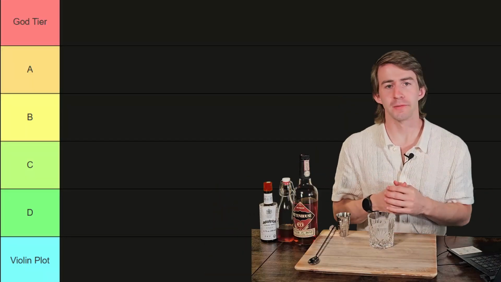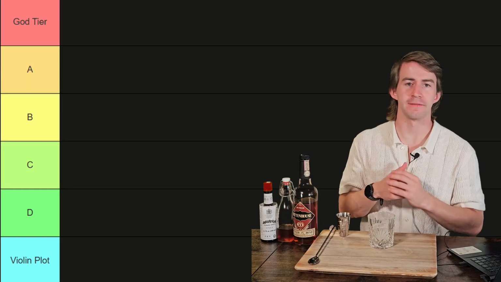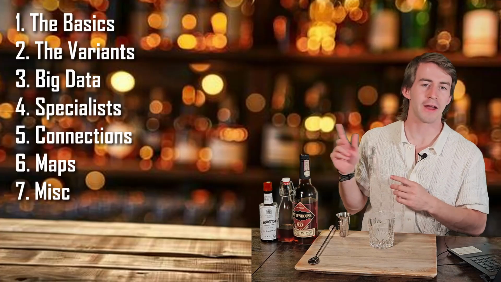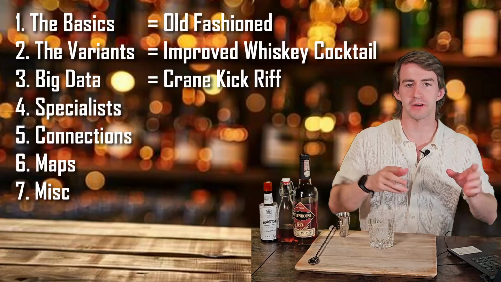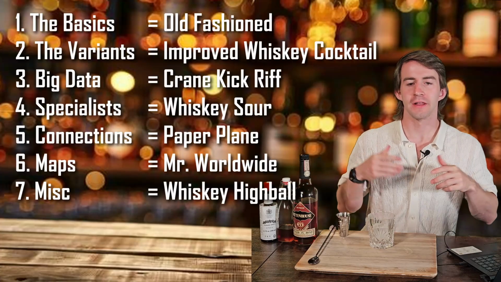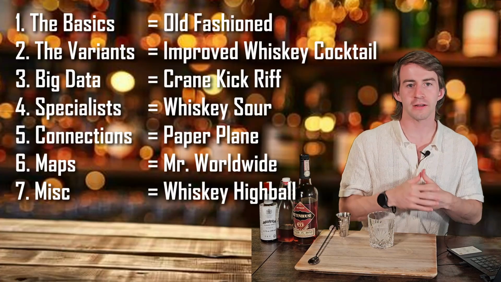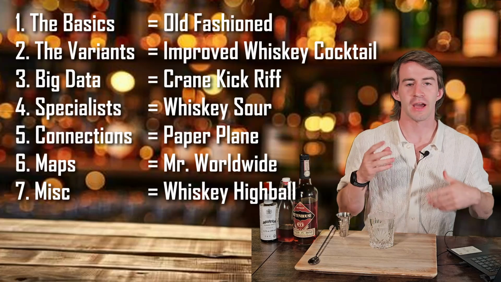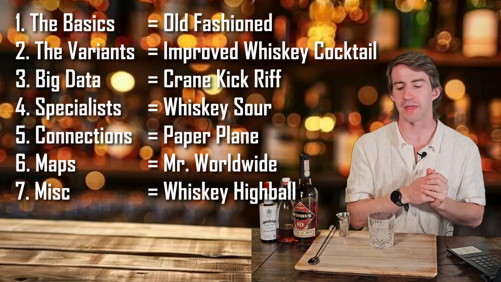Now, to make this flow a little bit better, I have grouped our 40-something visualizations into 7 main categories, and then paired a drink with each of those categories. That way we can sort of walk through these drinks as we walk through these visualizations, and hopefully things will build up in a way that makes sense.